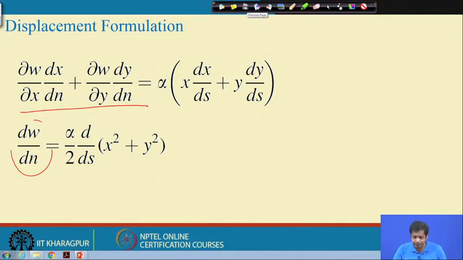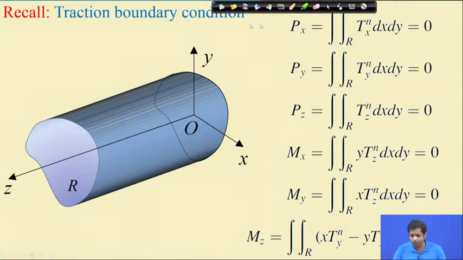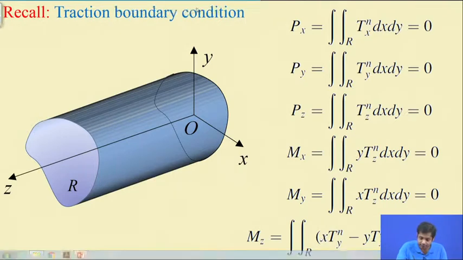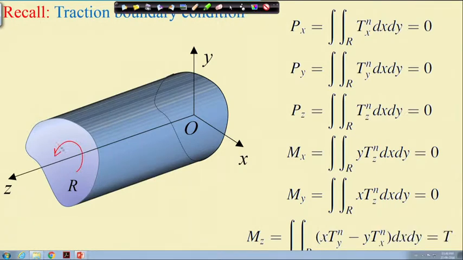Now, finally, we have to apply the boundary condition. These are the boundary conditions, if you recall, the traction boundary conditions. We can show that on the surface, these homogeneous boundary conditions are satisfied. At the end, this has to be related with the applied torque. So, if this is the applied torque T, this should be equal to T. Now, if I substitute the expressions of T y and T n that we just now have, the final expression we have is this.